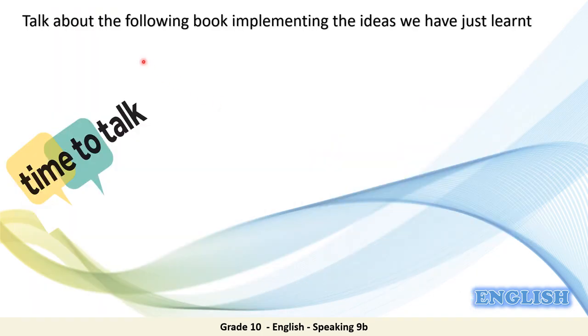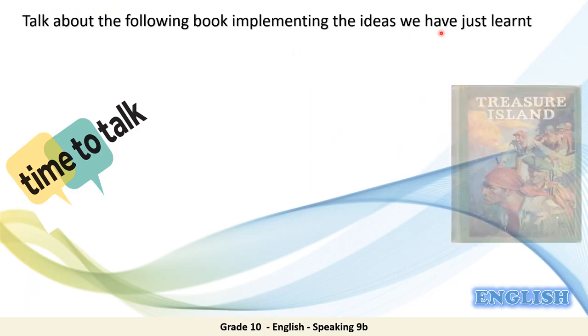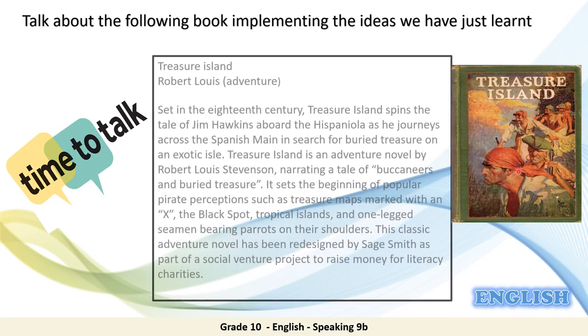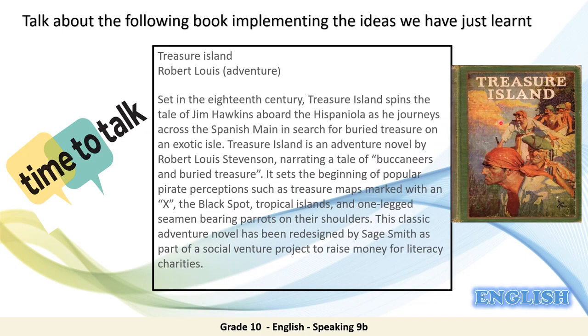And finally, talk about the following book, implementing the ideas we have just learned. Let's look at this picture. The book's title is Treasure Island. Do you know what kind of book that is, from the picture? Yes, that's correct. It's an adventure book. So Treasure Island by Robert Louis Stevenson. Please read the description of the book. Remember to use the expressions and the phrases to express your opinion about the book.